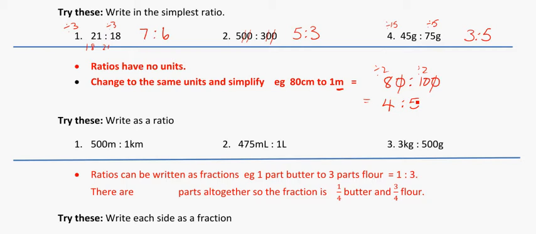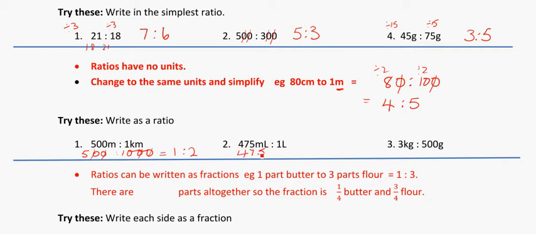Okay, you try the next ones. 500 meters to 1 kilometer. Now we'll change the kilometer to meters so we don't have any decimals. So 500 to 1000, and so that's the ratio we have to simplify. Divide each side by 100, and we're left with 5 to 10, which can be reduced to 1 to 2. Each side's divisible by 5.